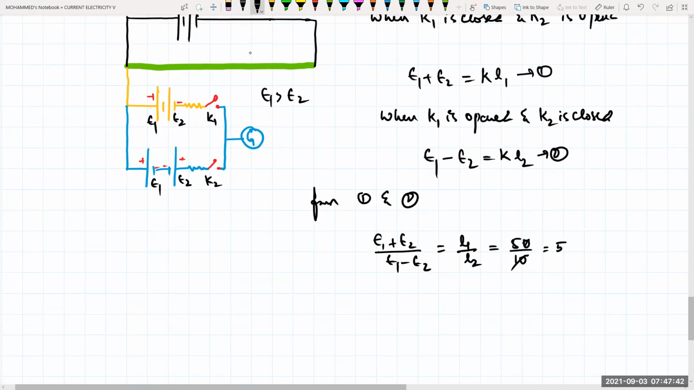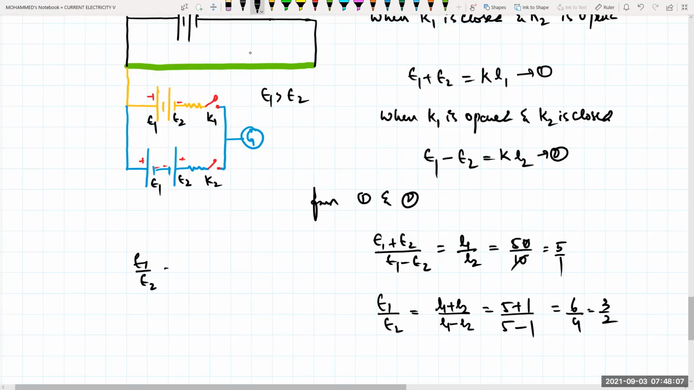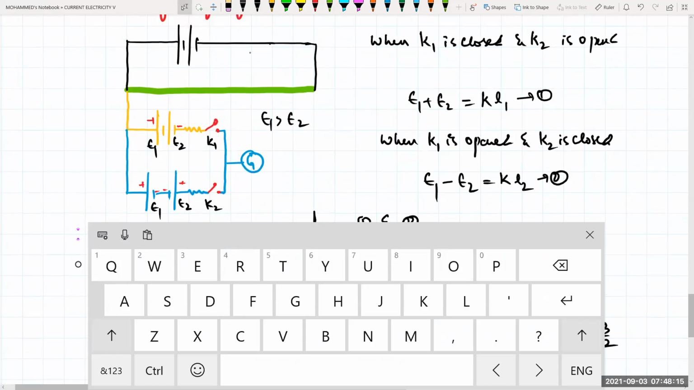So by the componendo-dividendo rule, if I am writing E1 by E2 will be equal to L1 plus L2 divided by L1 minus L2, isn't it? So this one is how much? 5 by 1. L1 is 5, L2 is 1. So this is 5 plus 1 is 6 divided by 5 minus 1 is 4. That will be equal to 3 by 2. So EMF of the cells E1 by E2 will be equal to 3 by 2. Clear for everyone? Is that clear, Rita? Yes, sir.